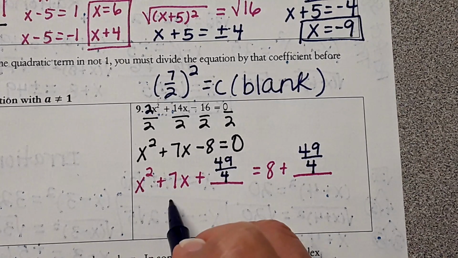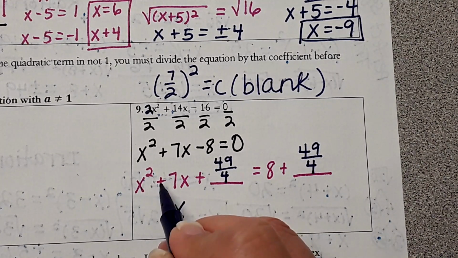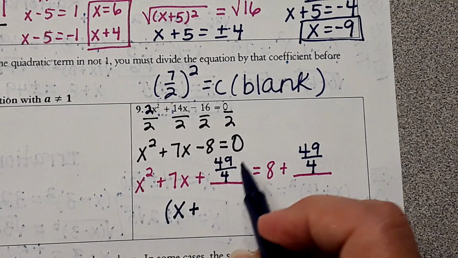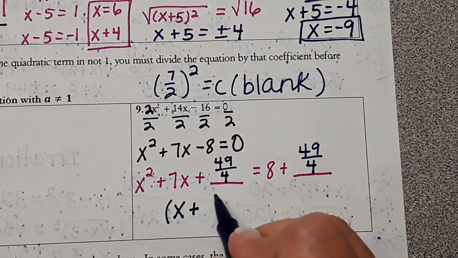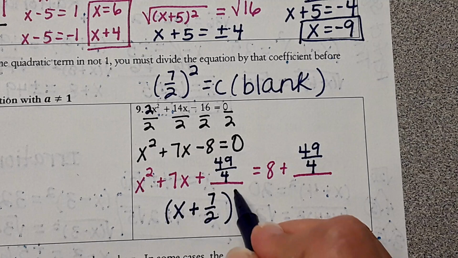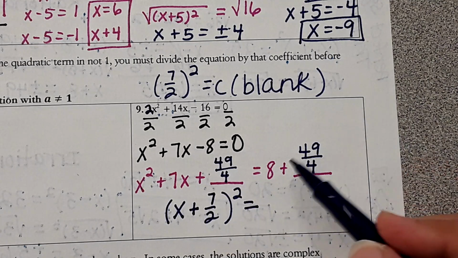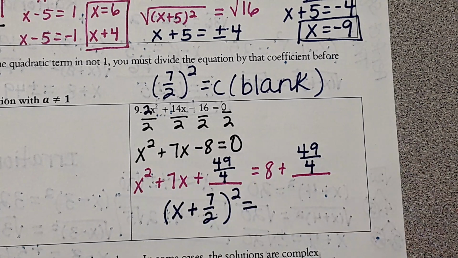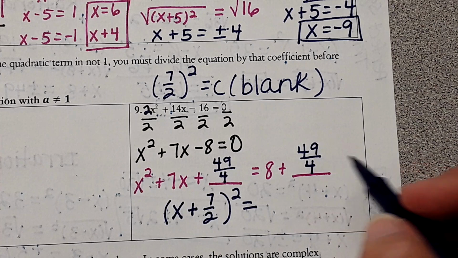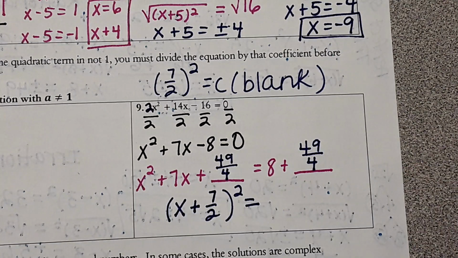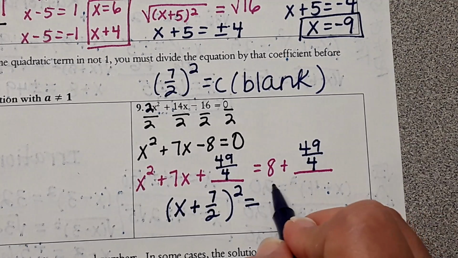So what we're going to do is x, this is plus, this is plus. The square root of 49/4 is 7/2. And what is 8 plus 49/4? Well, this would be 32/4, right? So what is 49 plus 32? 81/4?